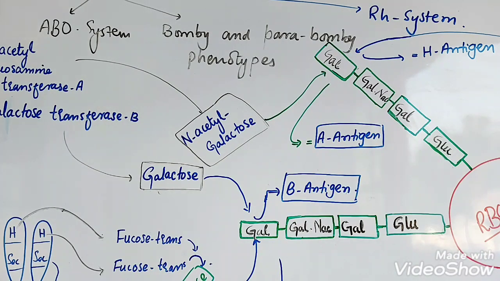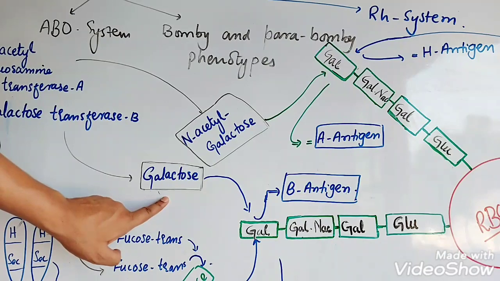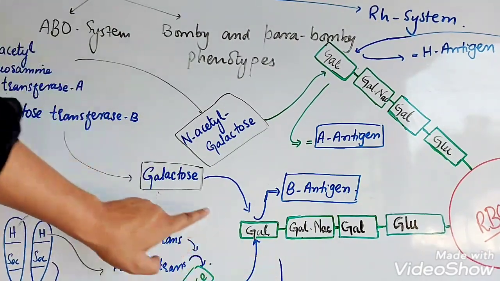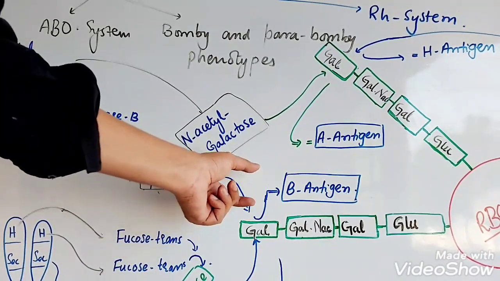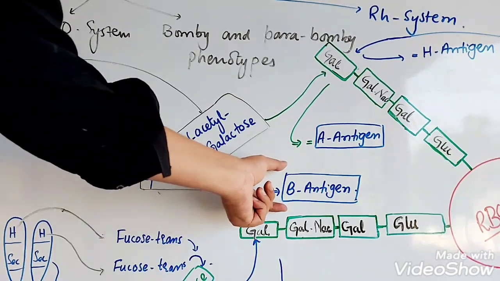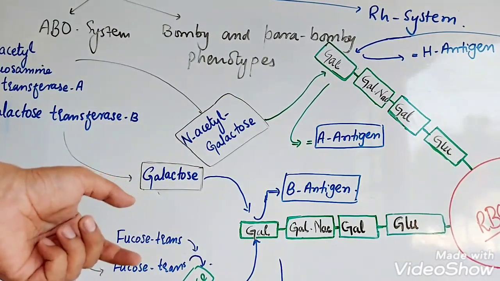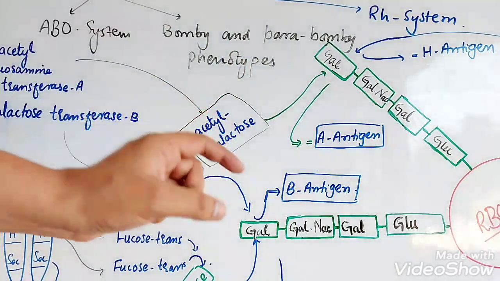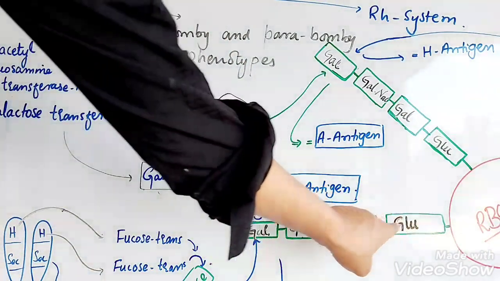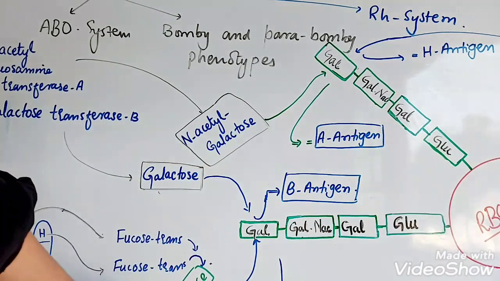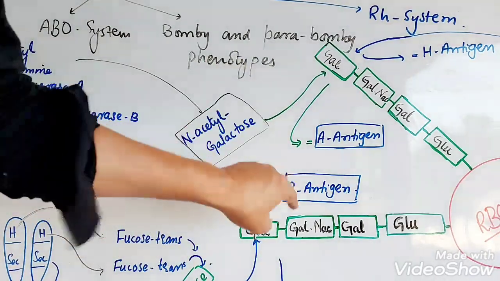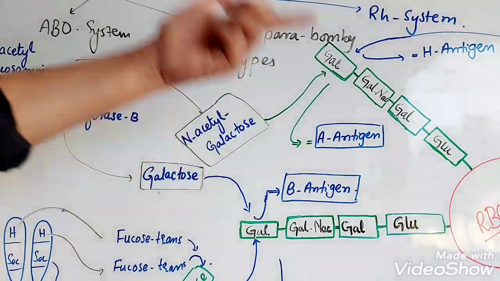Well, what about antigen B? Very simple. Transferase B will add this galactose into the H antigen, and after having this galactose, the H antigen is not H antigen but now it is B antigen. To simplify it more, B antigen is equal to chain of oligosaccharide plus fucose, which is equal to H antigen, and H antigen plus galactose is equal to antigen B.